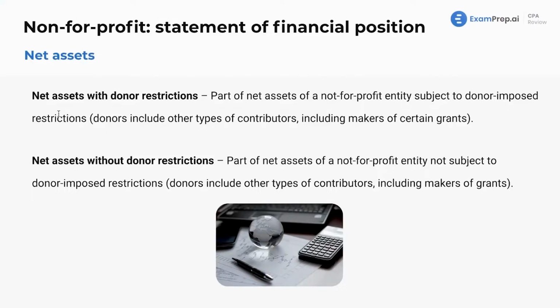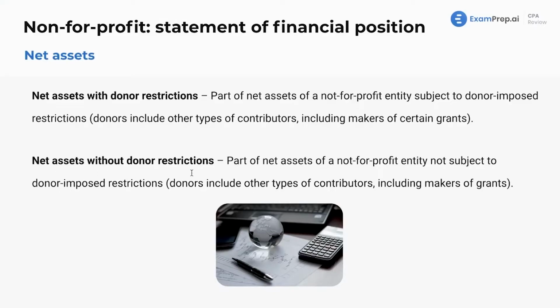Now, it's not just assets, right? You're not necessarily always given cash. You might be given a building which has value as well as has a mortgage. So net assets, asset of the building minus the liability of the mortgage. So part of net assets of a not-for-profit entity subject to donor-imposed restrictions. Again, maybe it's specifically to build a baseball field.